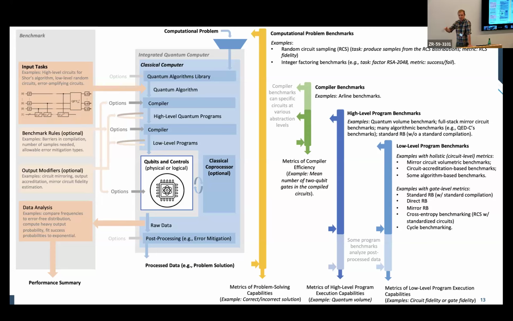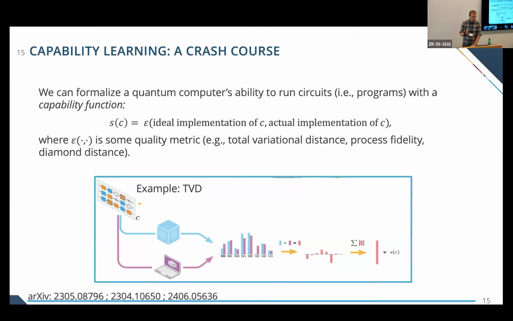In fact, we want to exclude the compiler as much as possible because it can do very terrible things when you're trying to understand how individual gates operate. And then your compiler says, I'm not even going to run that gate. I'm going to do something else and not tell you about it. So what we're trying to do is something we call capability learning.